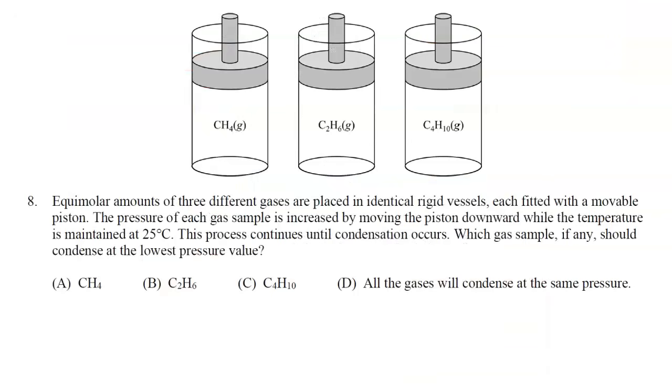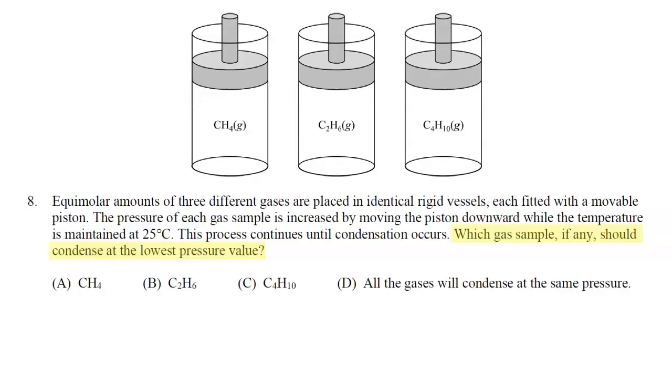Now, let's take a look at question 8. Question 8 says equimolar amounts of 3 different gases are placed in identical rigid vessels, each fitted with a movable piston. The pressure of each gas sample is increased by moving the piston downward while the temperature is maintained at 25 degrees Celsius. This process continues until condensation occurs. Which gas sample, if any, should condense at the lowest pressure value?